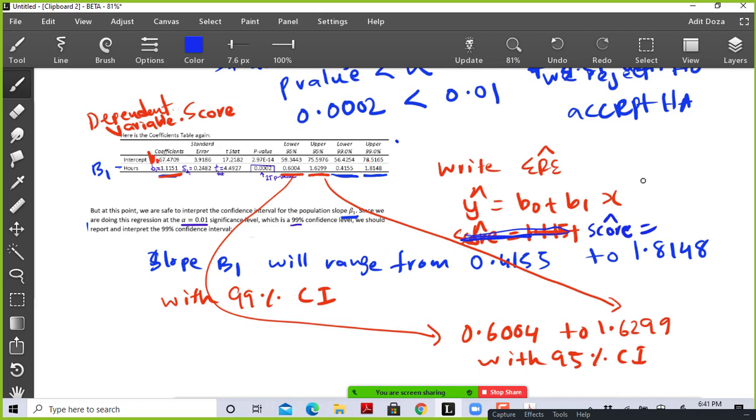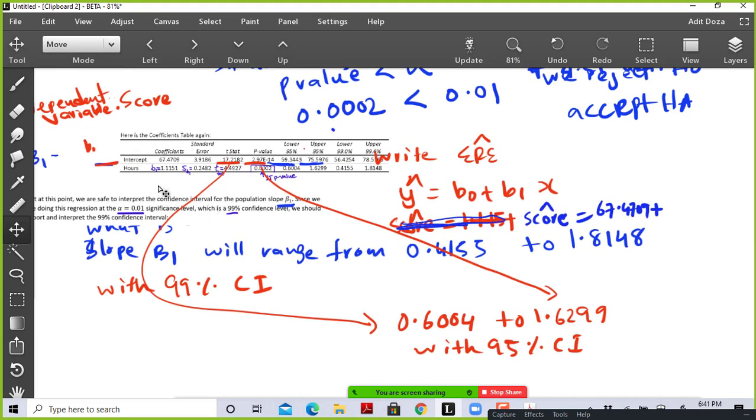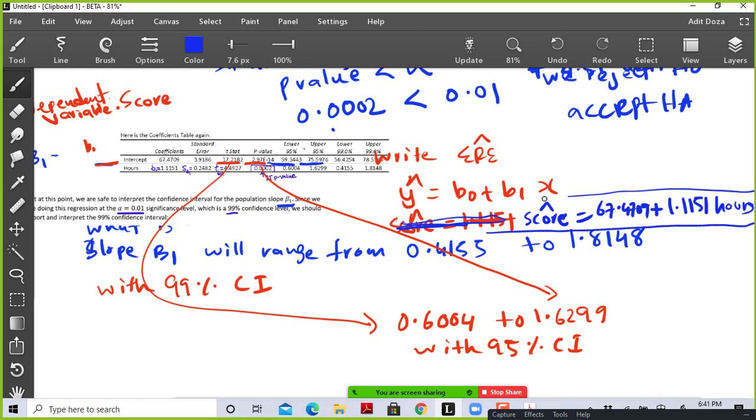What's beta 0? Beta 0 is 67.4709. And beta 1 is what? The slope. Slope is 1.1151, and x is hours, right? So instead of x, hours. So this should be the estimated regression equation. Is it clear, Delvan? Yes. Okay.